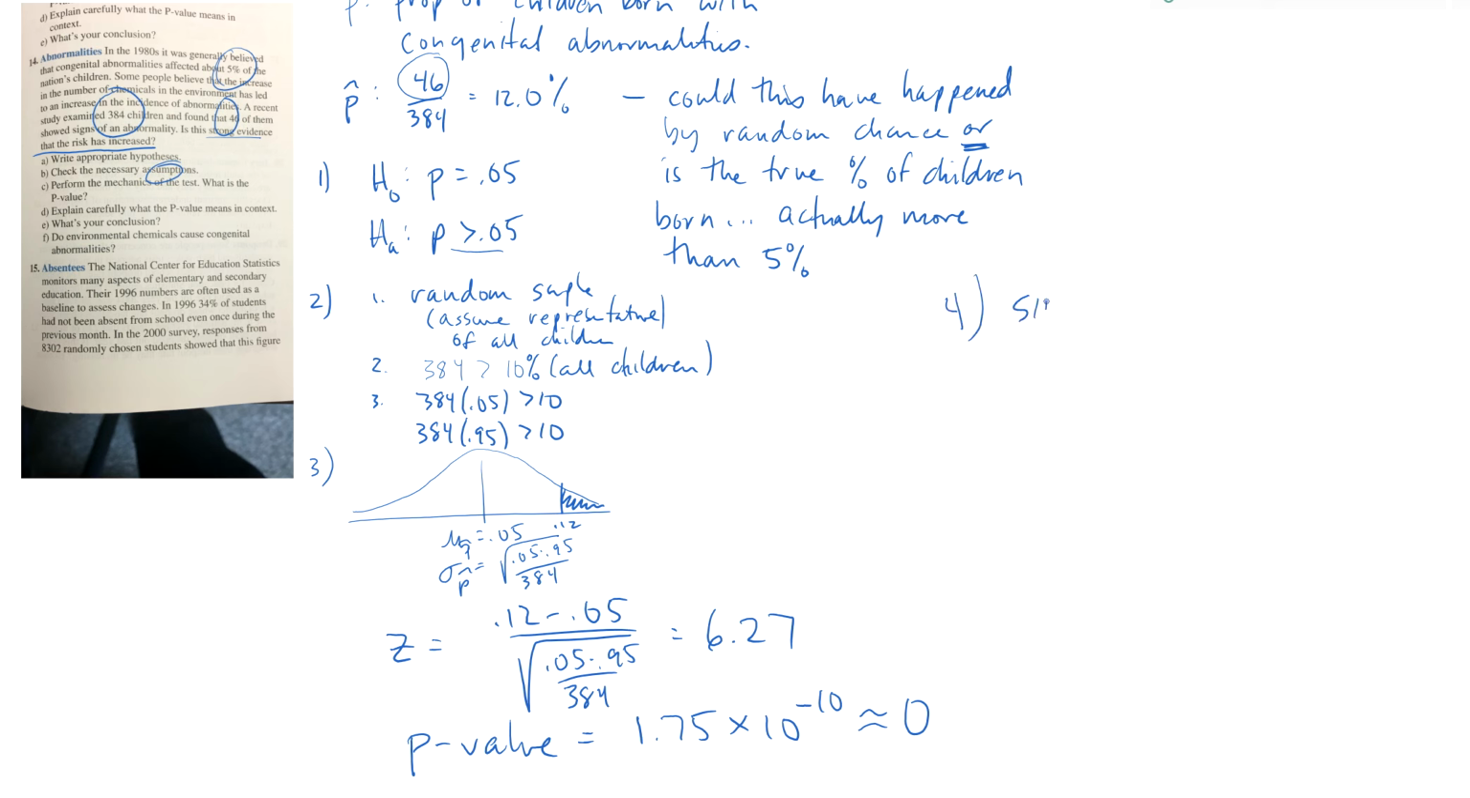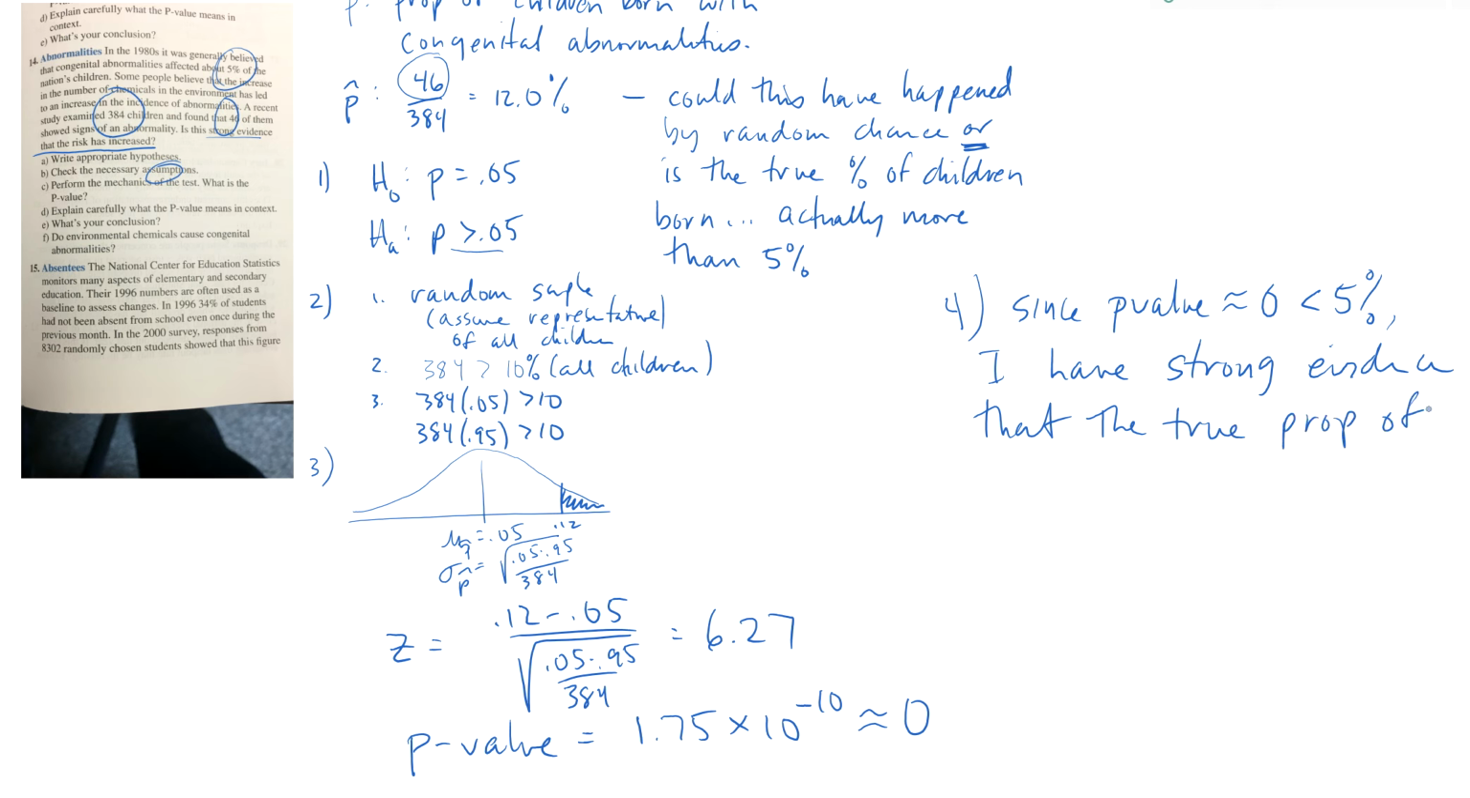Okay. Since the p-value, approximately 0, is less than 5%, I have strong, extremely strong evidence that the true proportion of children with abnormalities is greater than 5%.